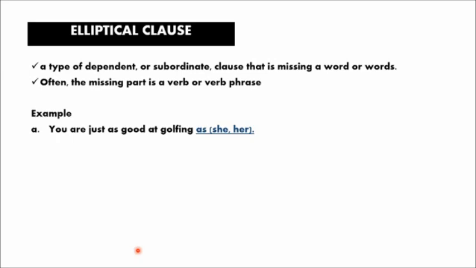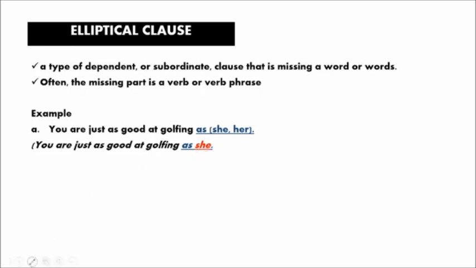You are just as good at golfing. Now choose what pronoun comes after "as." Is it she or her? Correct, it is she. You are just as good at golfing as she. "As she" here is an elliptical clause. Why? Because the verb is missing from the end of the clause.